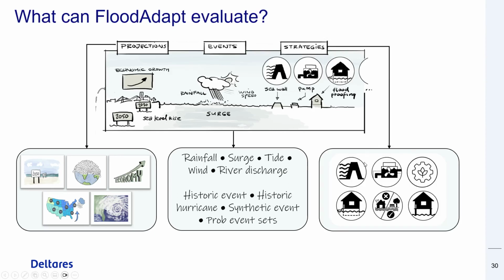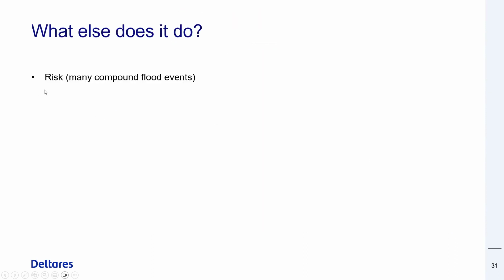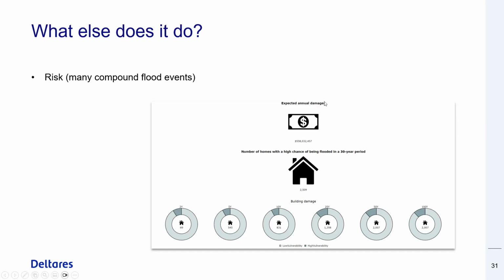In terms of strategies, you can calculate flood walls and levees, pumps, urban green infrastructure, flood proofing, buyouts, and home elevations. Those can all be selected through the user interface. It also calculates risk, as I mentioned. It runs many different flood events with known probabilities, and it integrates all that information into return period flood maps and risk. Then you get an output infometric that looks like this.